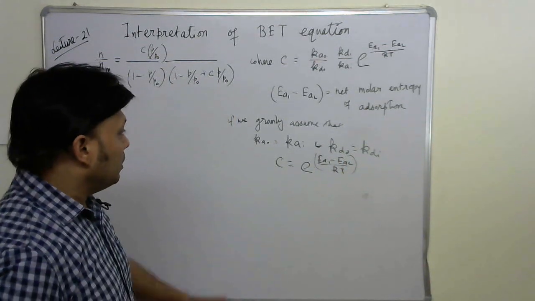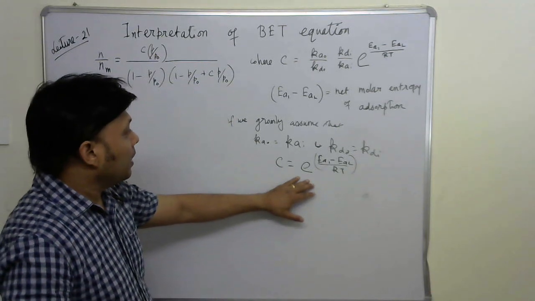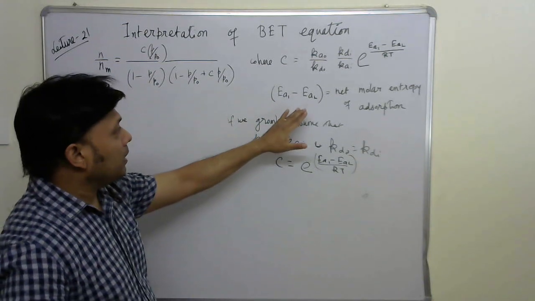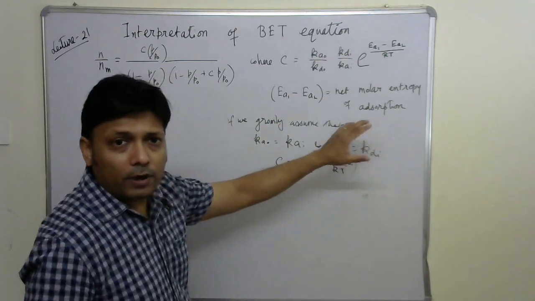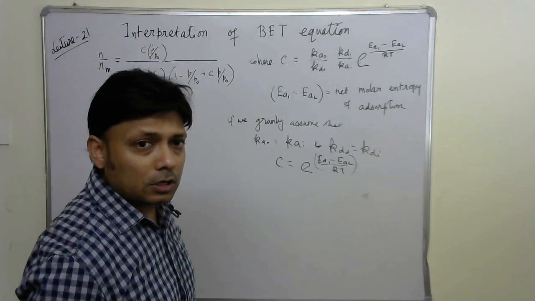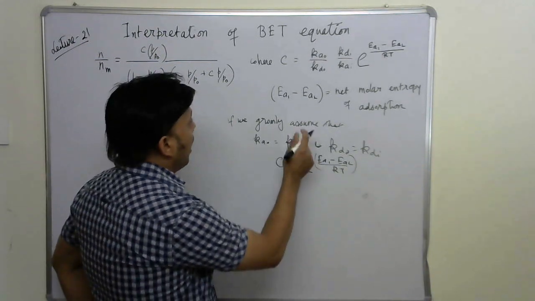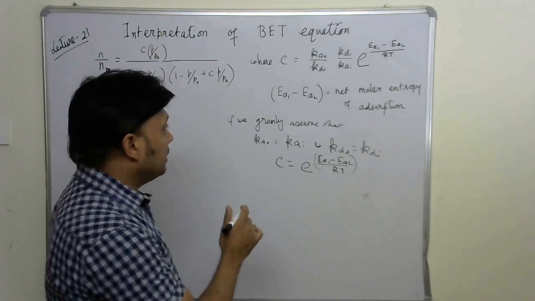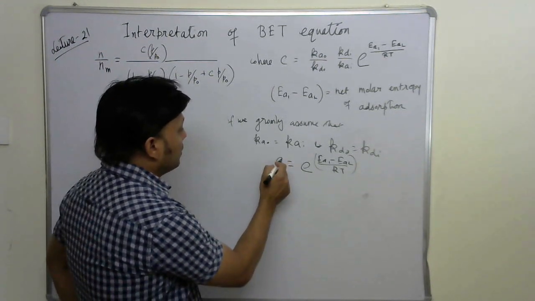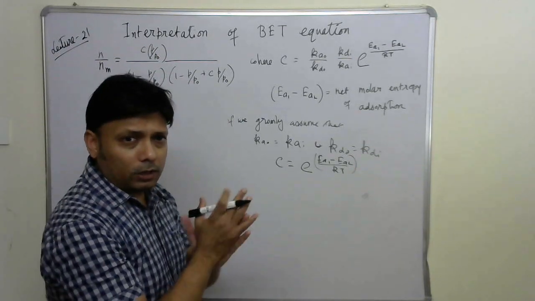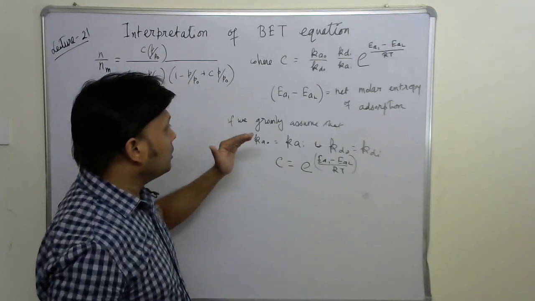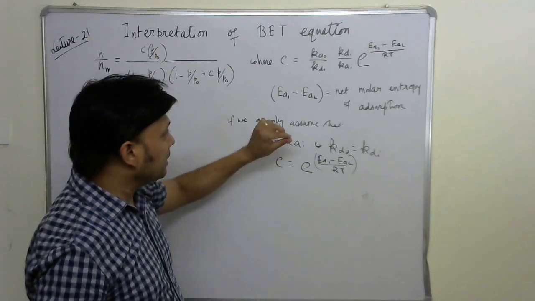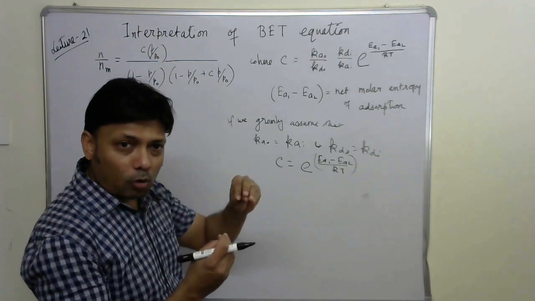Okay, so this is a positive number definitely, and EAN minus EAL, this difference is denoted as the net molar entropy of adsorption in terms of thermodynamics. So that tells us that the higher the difference, the higher the C value, and shortly we will see that if the C value is higher, the molecules will have a greater tendency to form contact with the solid and less tendency to form contact with other molecules.